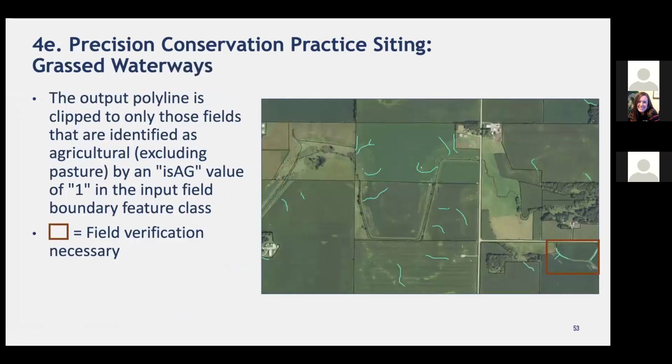So your output would look like this. You can see that those highlighted polylines in this particular image would be areas where we might identify opportunities for grassed waterways. You can see in that red box in the lower right-hand side of this image that there is clearly a grassed waterway that's already been installed, yet the polylines for that grassed waterway are not connected. So field verification is a really necessary step in identifying opportunities for grassed waterways.